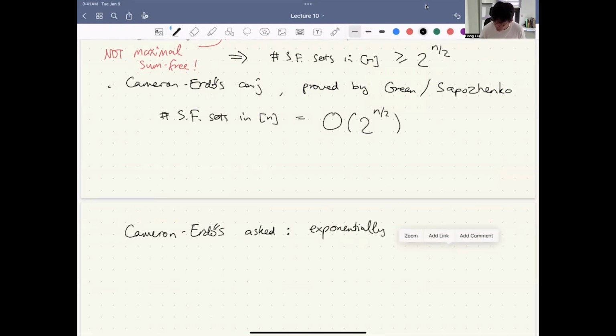Exponentially fewer maximal sum-free sets. Okay.